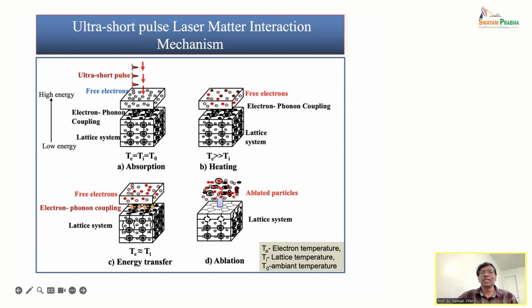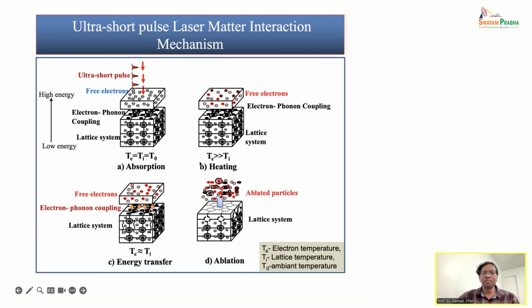free electrons. Now what we are doing is, when we give the laser pulse, these free electrons first absorb the energy. Then from a low energy level, they go to a higher energy level. The red color indicates that they are getting heated up. Once they get heated up, usually the metals want to transfer that energy to the lattice system. So they try to transfer the energy to the lattice system.